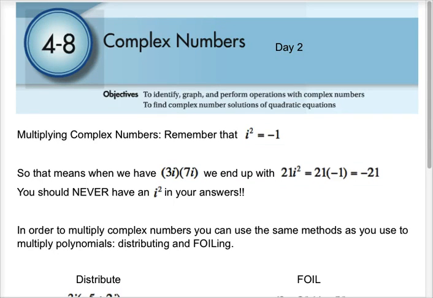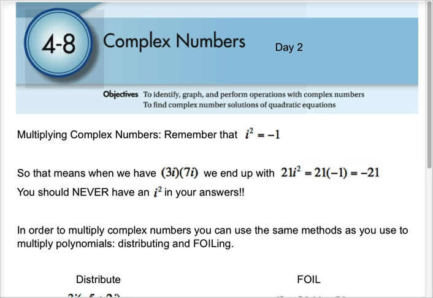You've made it through the whole thing. So today we are going to continue our conversation on complex numbers. And in our last notes, we talked about adding and subtracting these complex numbers. Today we are going to move into multiplying these complex numbers.